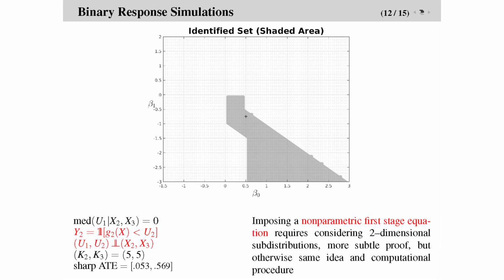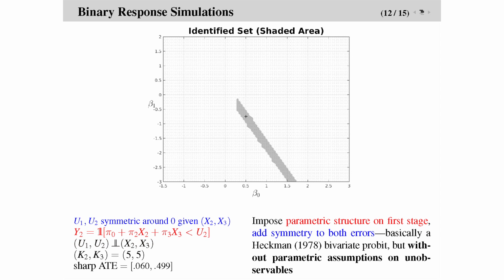All right, and here's if I add symmetry. So now what do I have here? This is the identified set for a model that is basically like the Heckman 78 bivariate probit. The only thing that I don't have anymore is normality on the error terms. I still have symmetry around 0, I have independence, and this is what I get. Okay? Throughout all these simulations, you can get the average treatment effect. It's very easy, and then everything is sharp.